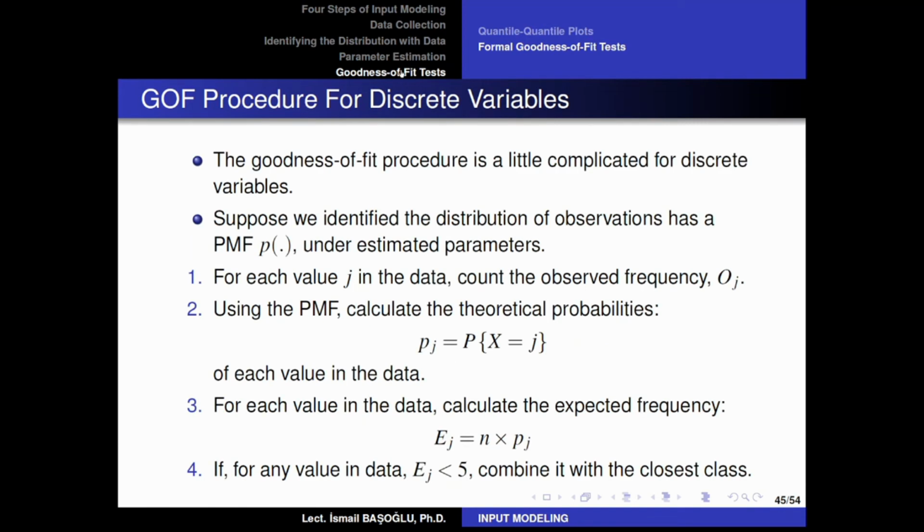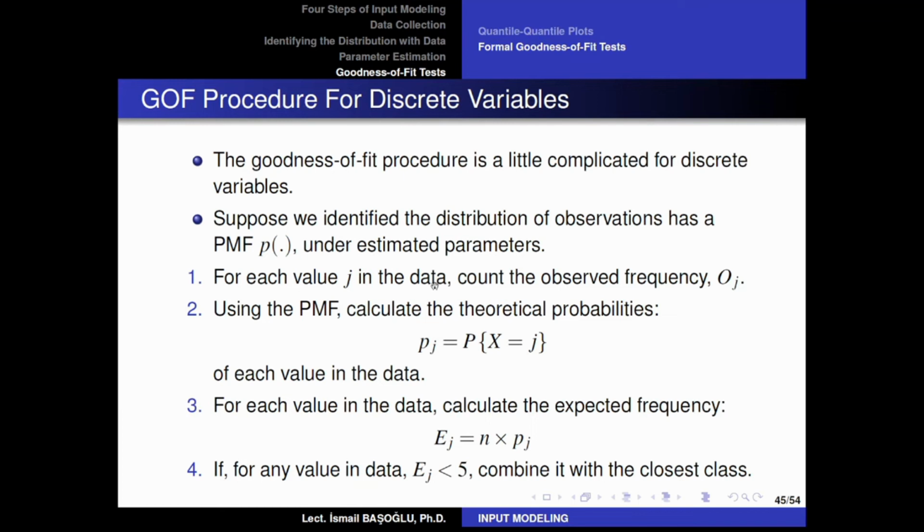So how do we apply a goodness of fit test for discrete variables? First of all, you cannot apply the Kolmogorov-Smirnov test at all. Or you can apply it, but it is going to be a little tricky. So we are just going to assume we have enough observations for the discrete sample, and we are directly going to apply a chi-square test for this discrete sample. The procedure is as follows.